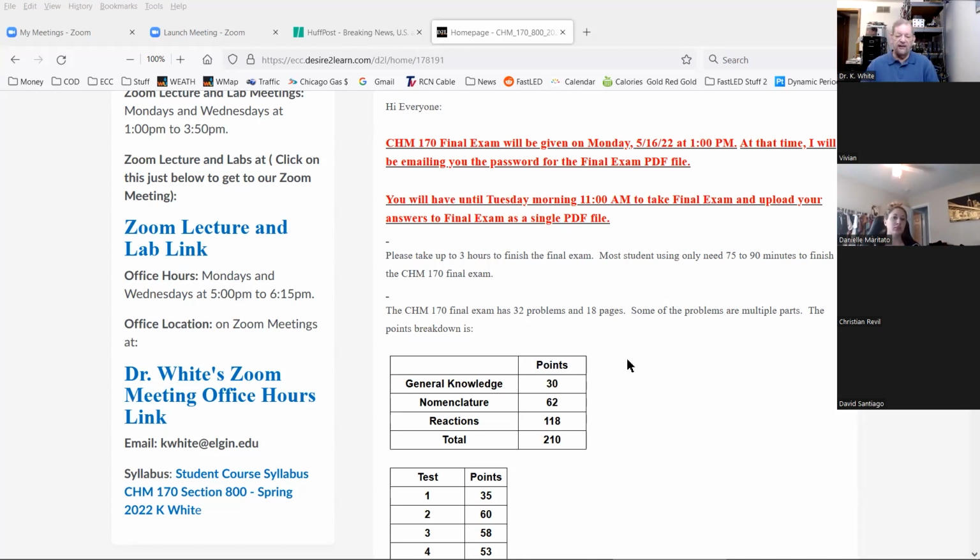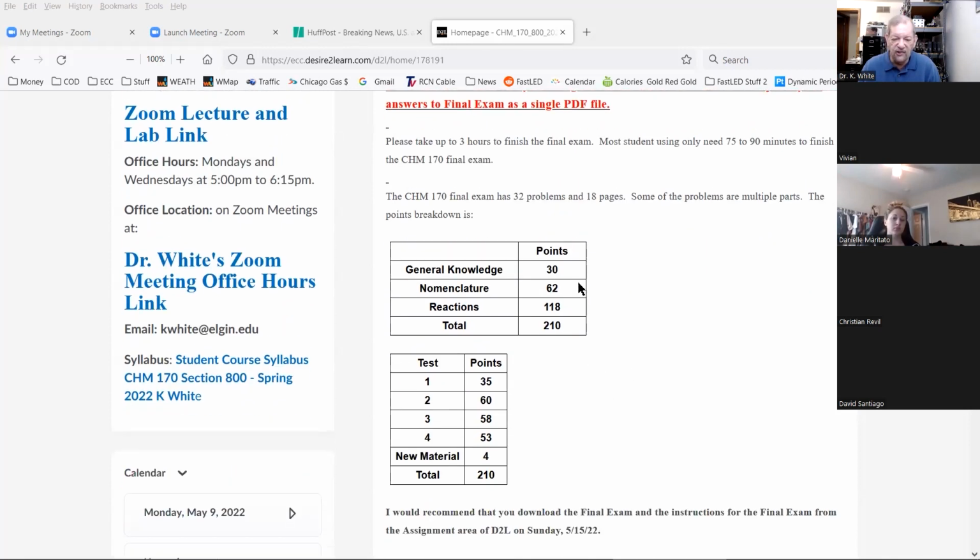Now, here are the point breakdowns. There are 2 ways I can break it down, and I did. One is 30 points general knowledge, nomenclature 62, reactions 118. If you notice it adds up to 210, that means there's 10 bonus points. Am I nice or am I not? Don't answer that. But anyways, that's one way.